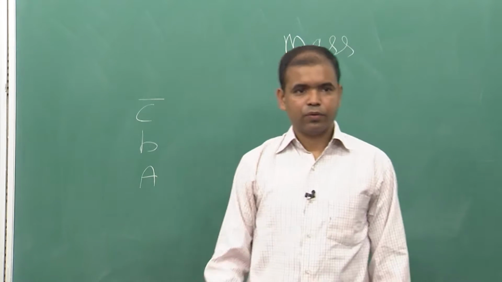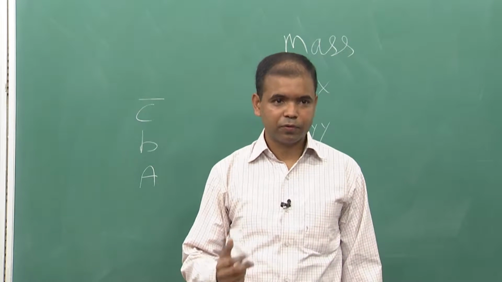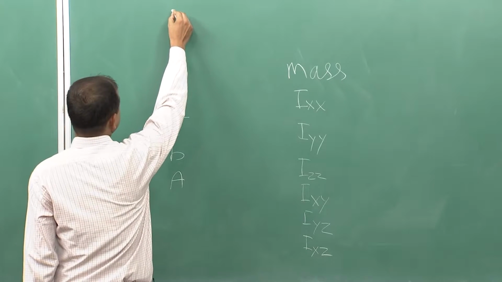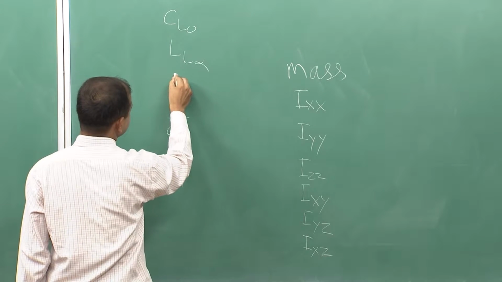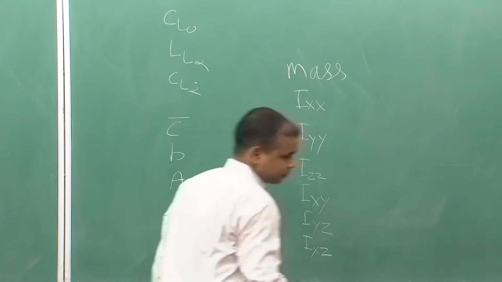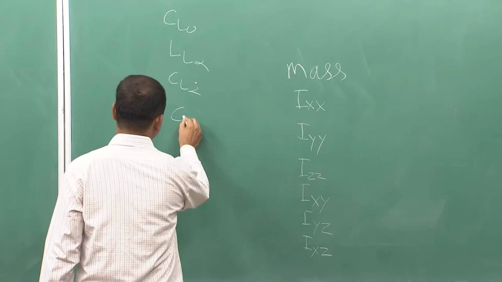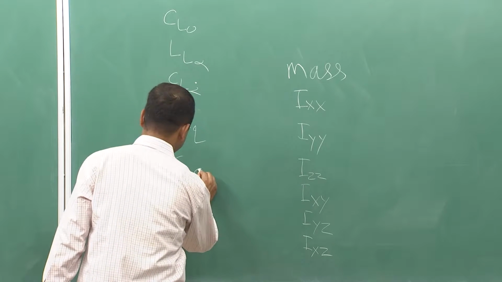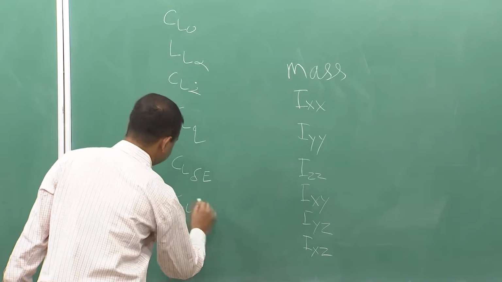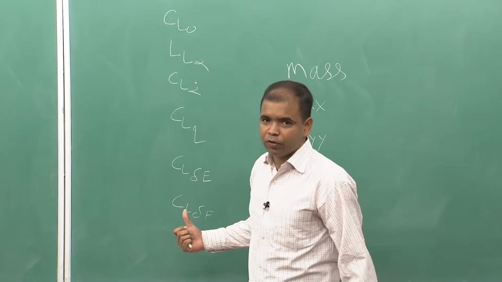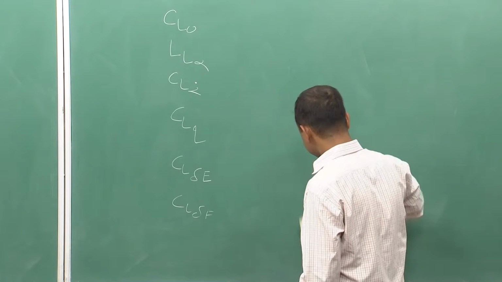And you already know all the aerodynamic characteristics of the aircraft, which means you know all the aerodynamic coefficients: CL naught, CL alpha, CL alpha dot, CLQ, CL delta E, CL delta F. If you have all these aerodynamic coefficients, you can find the lift acting upon the aircraft.